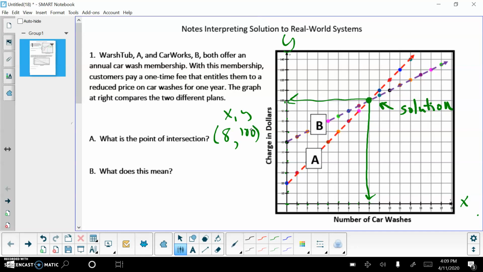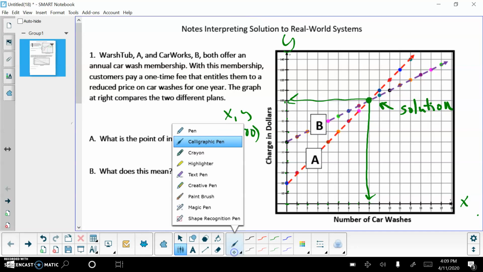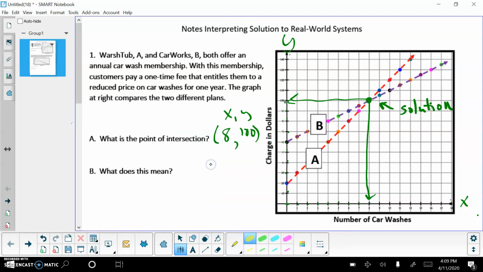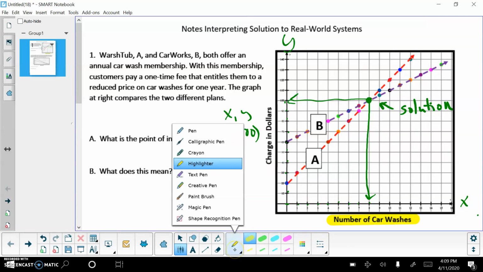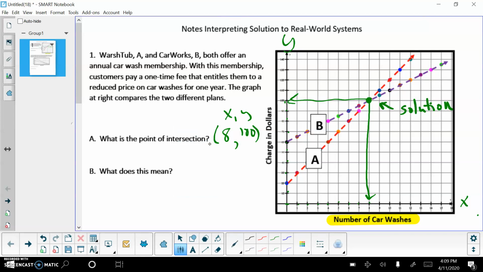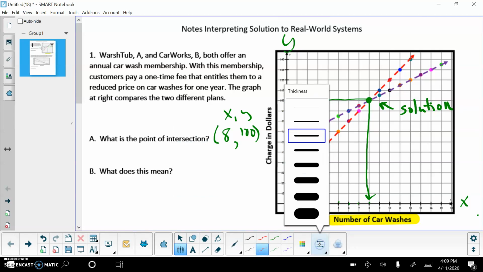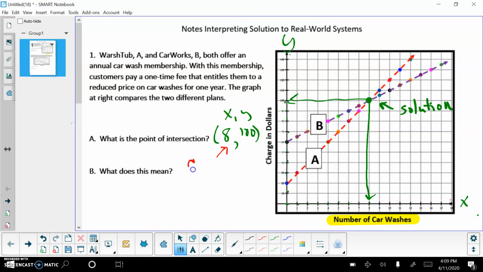Now, what does that mean? Because this is a real-world type situation, those numbers have meanings. The first thing I'm going to do is look at what the x number means. And I'm going to notice that the x-axis is labeled as the number of car washes. So that x number there, which goes with that red graph, so I'm going to do this one in red, that 8 is car washes.